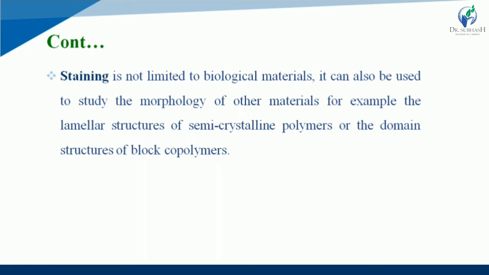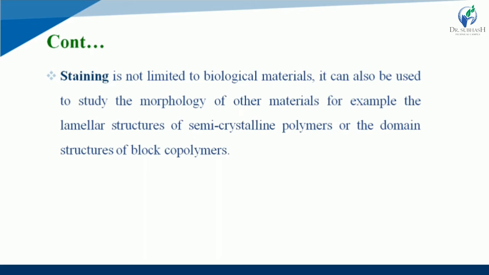A copolymer is a polymer that is derived from more than one species of monomers. So what are examples of copolymers? Commercial copolymers include acrylonitrile, butadiene, styrene, which is called ABS. The next one is styrene butadiene copolymer, which is called SBR. All are examples of copolymers.